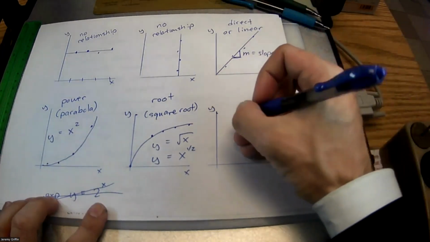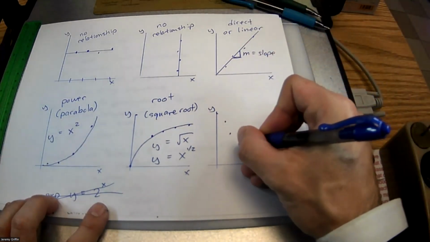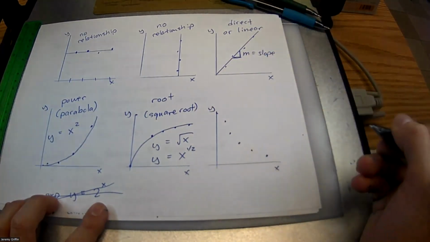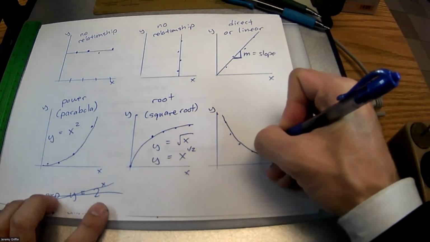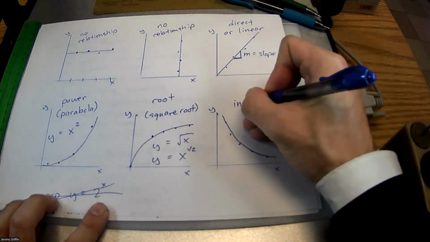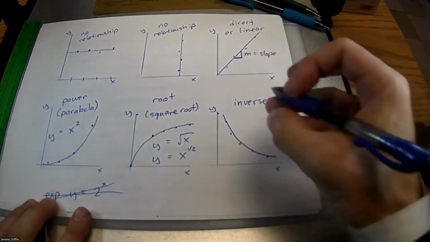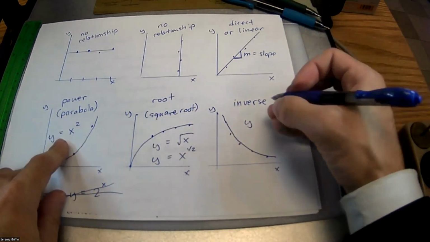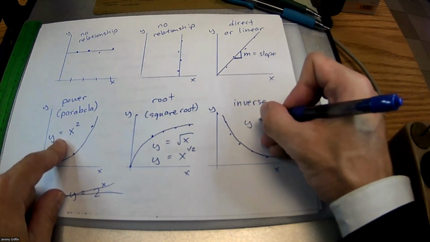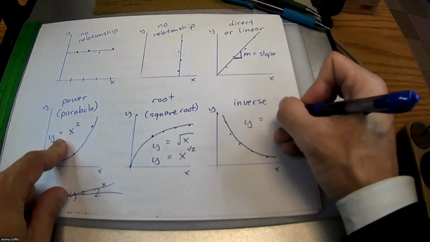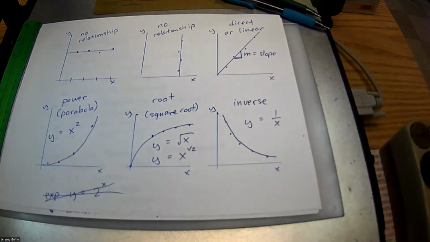Okay, and this last one I'm going to do. What if you increase x and that causes y to decrease? What do you think that would be called? Starts with an I. Inverse? Inverse. Yeah, where they're like reciprocals of each other. So y is, I shouldn't say equals, I should say proportional to, like 1/x, some version of that. Okay.